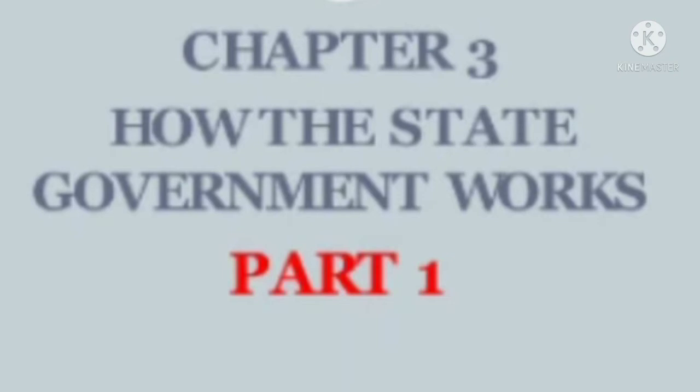In this video, I'm going to explain about politics, third chapter named How the State Government Works. Last year, we discussed the fact that government works at three levels: local, state, and national, and looked at the works of local government in some detail. In this chapter, we examine the work of the government at the state level.